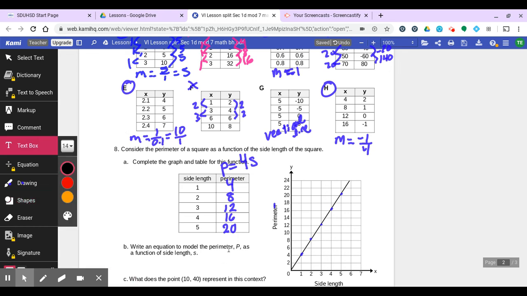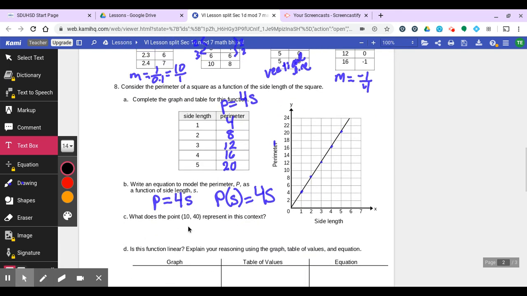Write the equation, the model of perimeter as a function of the side length S. So I did that up there. I'll put it down here again. So here we go. P equals 4S. Or if we want to do function notation, remember we have the function P that works on S is equal to 4S. You guys saw a little bit of that in an earlier lesson. That would be the function notation way.